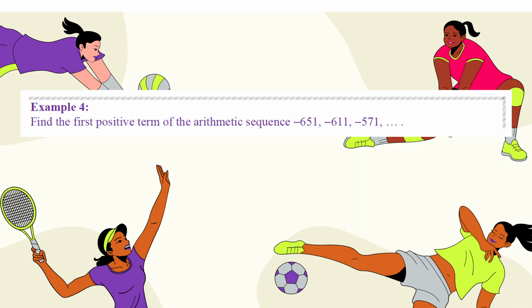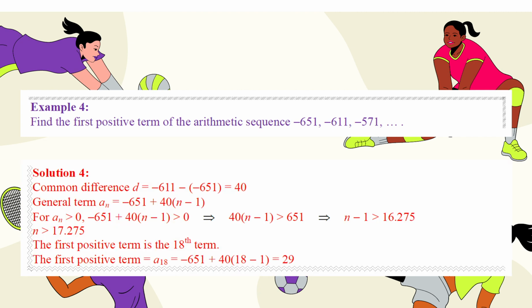What I mean is like this, okay? Want the first positive term of the arithmetic sequence like this? First you need to find out a_n, and then set a_n to be larger than 0, round it up, and just substitute back. Complicated. Try. Welcome back. Checking time.